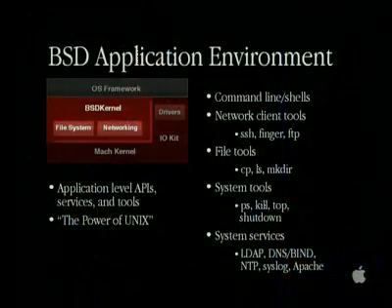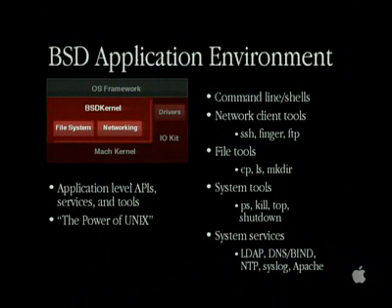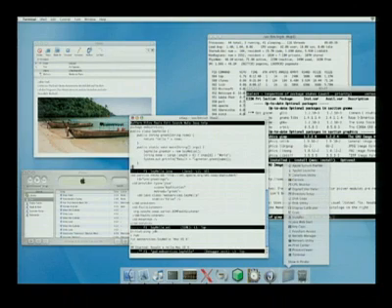So the BSD application environment. This is kind of where the power of Unix comes into play. This is the command line. Basically all the application level APIs and services and tools that really give it the Unix feel. So the LS and CP and all the kinds of standard things that you would think of. All the daemons that run in the system are typically BSD applications, if you will. Things like LDAP, which happens to be just OpenLDAP, freely available. And Apache web server and things like that. These are all just standard Unix services that run as part of the BSD application environment.